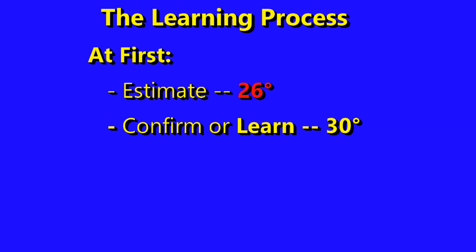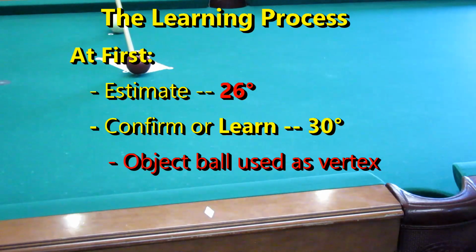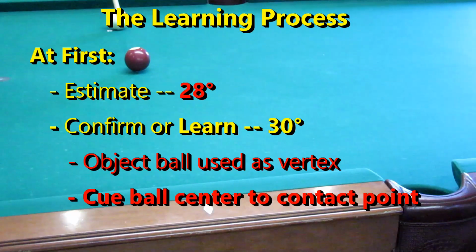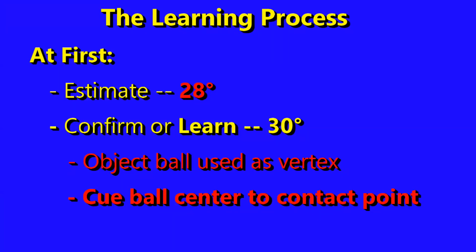Now, what if your initial estimate is significantly off? Determine why. This is how you'll quickly learn. I incorrectly used the object ball center as the angle vertex instead of the ghost ball center. That gave me 26 degrees, which is a bit less than the actual. Another incorrect method is to aim the cue ball center at the object ball contact point, which is short at about 28 degrees.